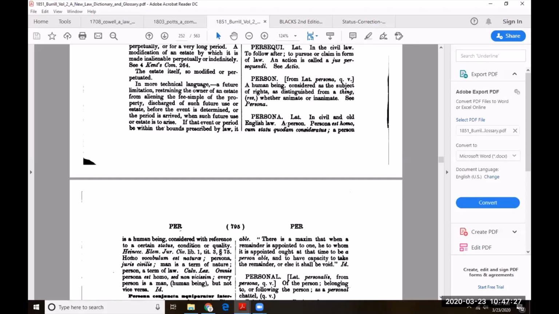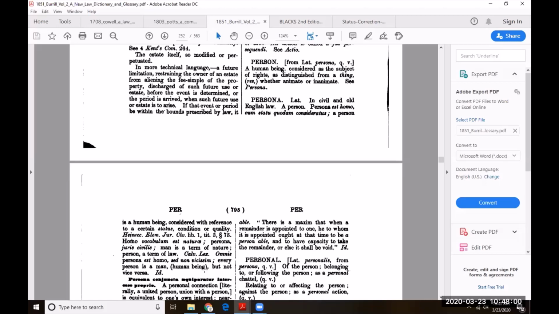Persona. In the civil and Old English law, a person. Persona est homo cum statu, and we should look that up and see what it says. A person is a human being considered with reference to a certain status, condition, or quality. It's referencing this here. Persona, juris civilis, man is a term of nature. Person, a term of law. Every person is a man, human being, but not vice versa. So omnis persona est homo. Let's find that real fast. Omnis persona.